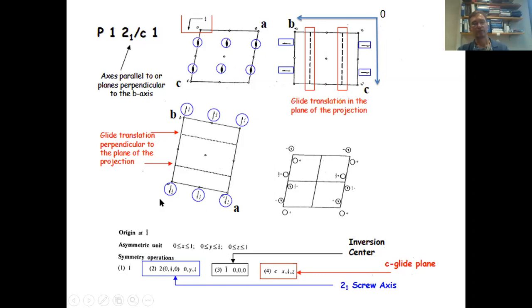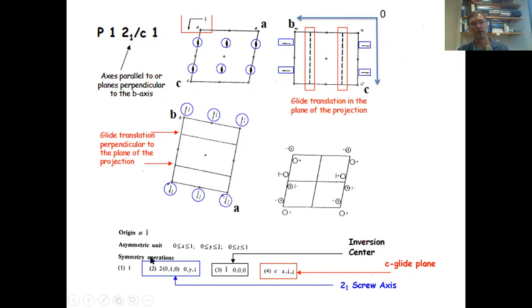All right. So now here you see the symmetry operations listed. So we have the identity, we have the 2-1 screw axis, we have the inversion center, and we have the glide plane. And you see here the positions of the symmetry elements within the unit cell.